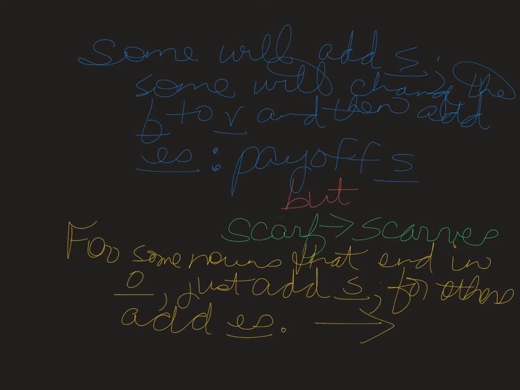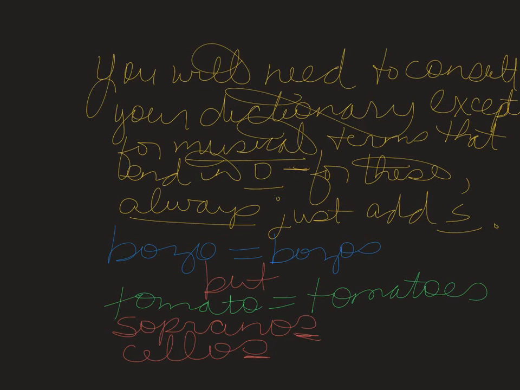Some of these nouns will end in S. Some will change the F to a V and then add ES. So again, if you are not sure, check your dictionary. For example, payoff, you just add an S, but scarf, you change the F to V and add ES and becomes scarves. For some nouns that end in O, you are just going to add S. For others, you're going to add ES. Again, there is no tried and true rule for this.